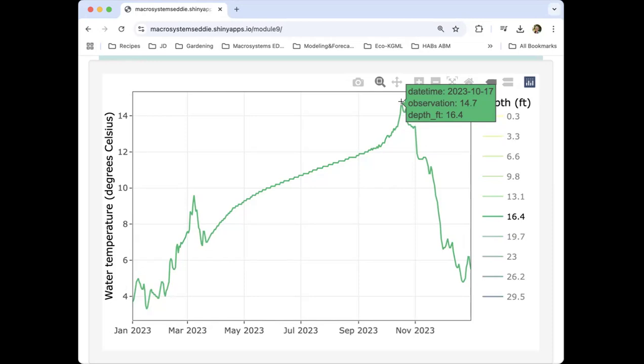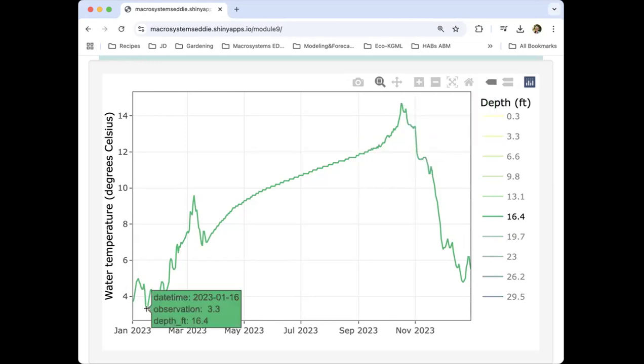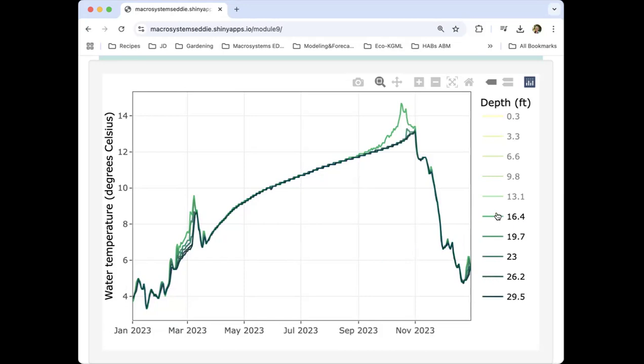How about the coldest water temperature? When does that occur? If your eye was drawn to this low point in January, you would be correct. By hovering, we can find out that the lowest water temperature observed is on January 16th, 2023, and the value of that observation is 3.3 degrees Celsius. How about if we compare these water temperature observations with observations taken at different depths? We can do that by visualizing the data collected at different depths in the reservoir.